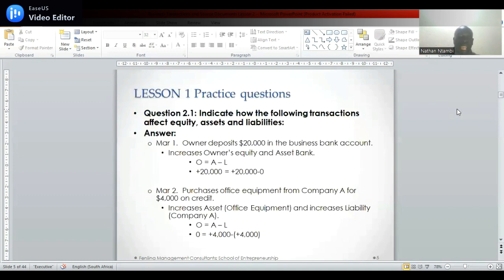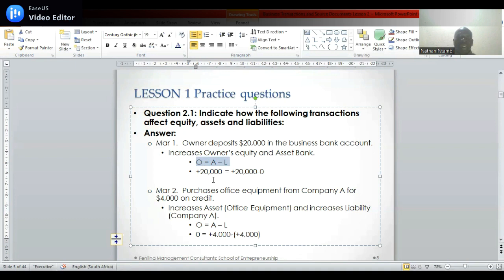Practice question 1 was saying: indicate how the following transactions affect equity, assets, and liabilities. The answer goes as follows. March 1, owner deposits 20,000 in the business bank account. This increases owner's equity and asset bank. As you can see, the formula is O, standing for owner's equity, equals assets minus liabilities. Because it increases owner's equity, we have plus 20,000, and it also increases asset bank: 20,000 minus 0, because the liabilities are not affected.